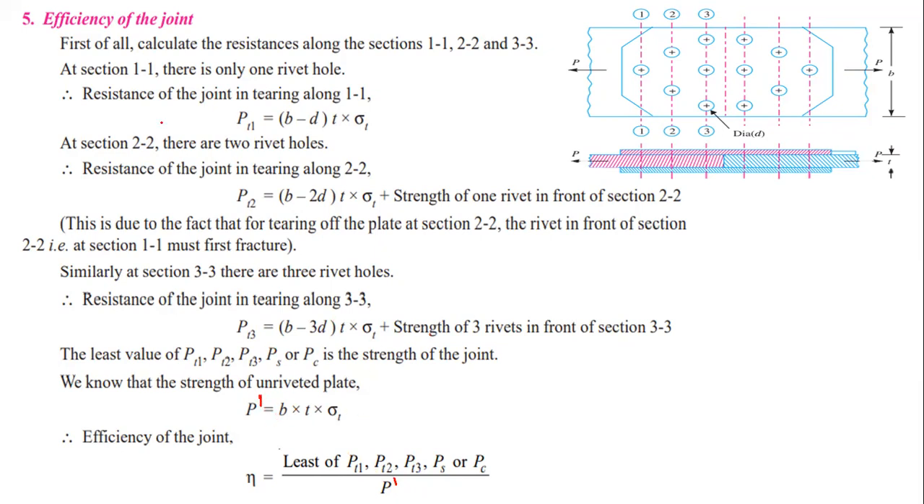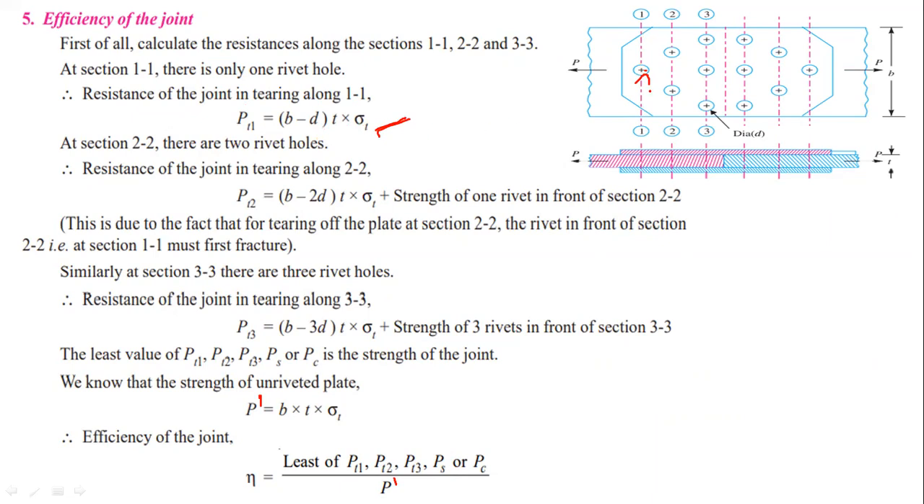So here you can observe in the first row, there is only one rivet. So for the tearing strength of the first row, PT1 equal to (B minus D) into T into sigma T1. Okay, this is the tearing strength for the first row.